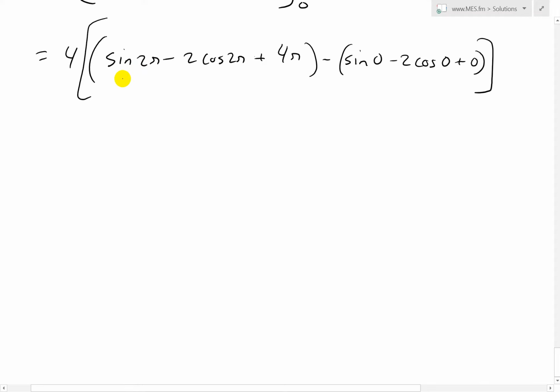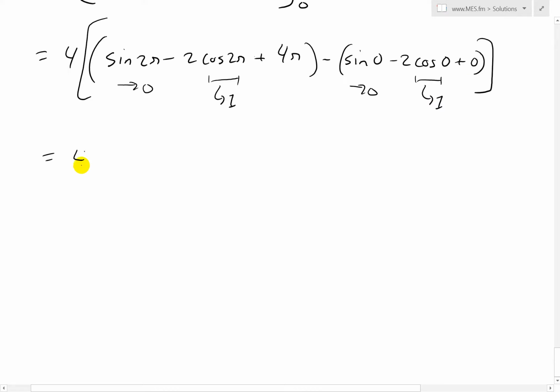Sine 2 pi, again I showed this is just 0. Cos 2 pi is equal to 1. So this part right here is equal to 1. And for the 4 pi, the sine of 0, again that's 0, and cos 0 is equal to 1. That's just 0 right there.